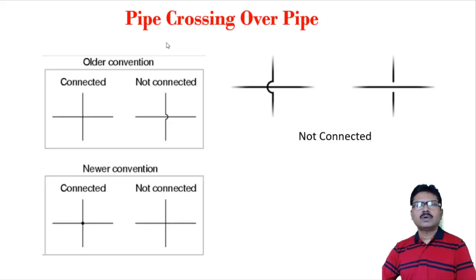This is pipe crossing over pipe. Two pipes, one is placed on the other but they are not connected. Whether they are connected or not connected is differentiated by this type of symbol. The older convention is that this is connected, this is not connected. For the case of not connected, there is a hump. In the newer convention, connected is defined by a dot at the crossing section. Not connected, no dot is there. There is another convention, where pipes which are not connected might be defined by this symbol or by this symbol.